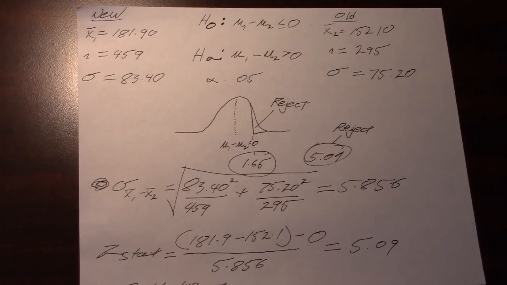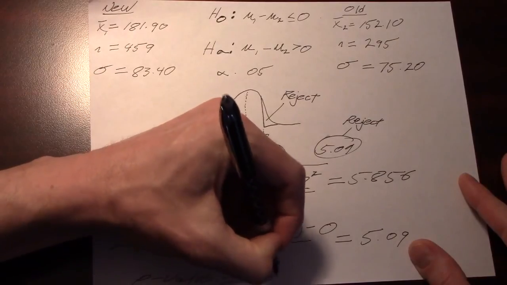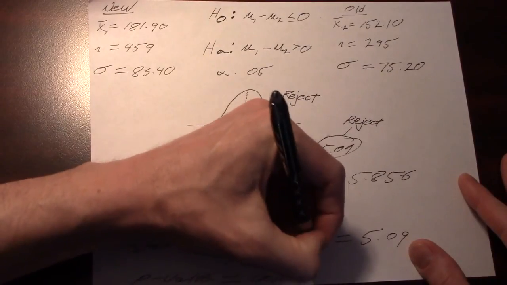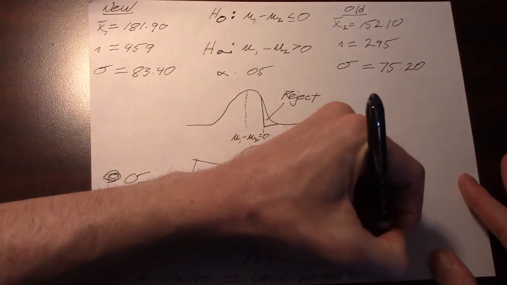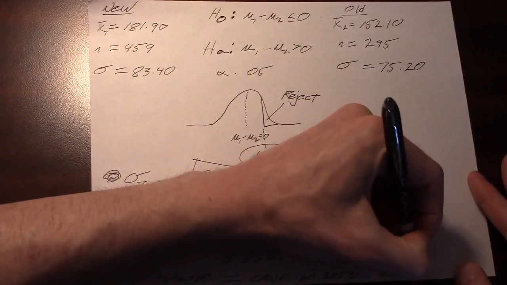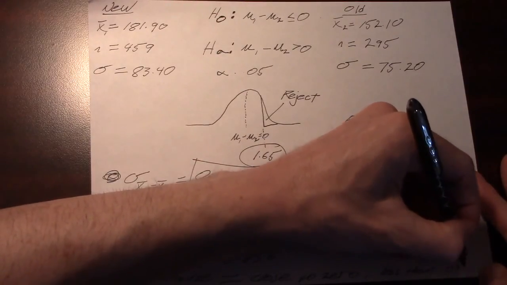So the p-value is like, say, close to 0. Or we could say less than 0.001.